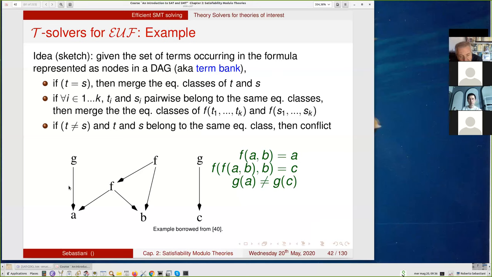Once you have all the objects organized in this term bank, you build progressive equivalence classes of nodes in this graph. The idea of building equivalence classes is that you put equivalences between terms. Every time you encounter an equality between two terms, you add the equality and merge the equivalence classes. So if T and S are said to be equal and you have already computed the equivalence class of T and of S, then of course the equivalence classes of T and S are joined.